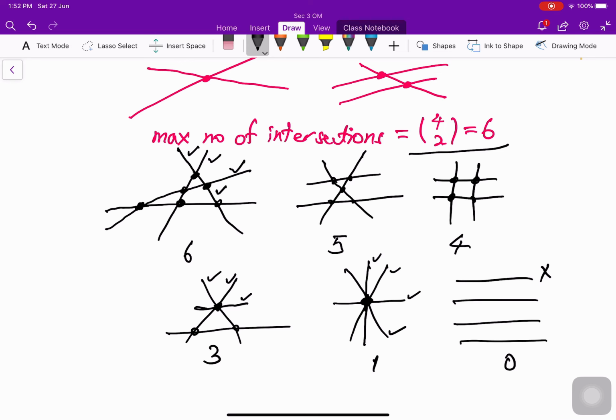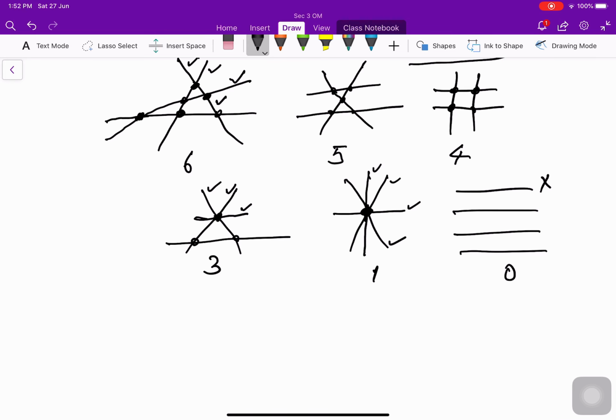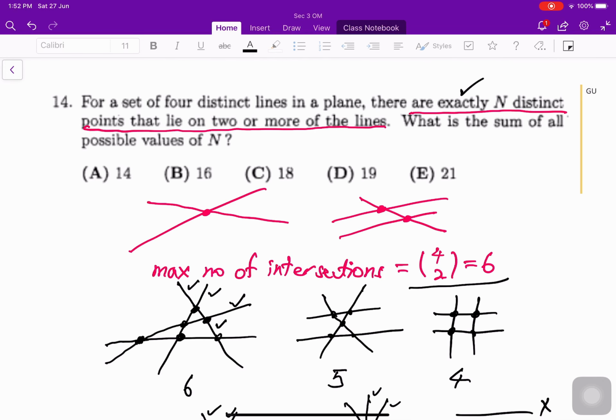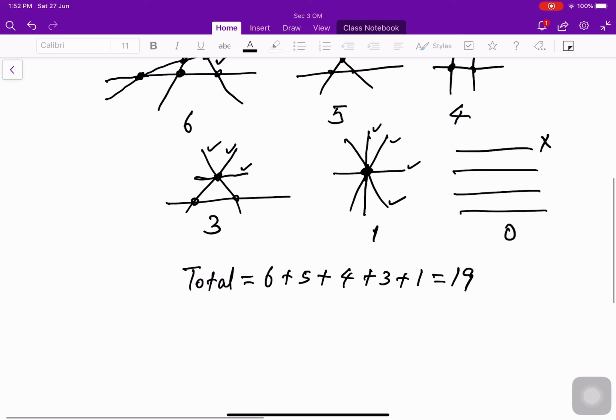Therefore, in total, the required number is 6 plus 5 plus 4 plus 3 plus 1. Therefore, in this case, the answer is 19. Okay, with that, I stop here.